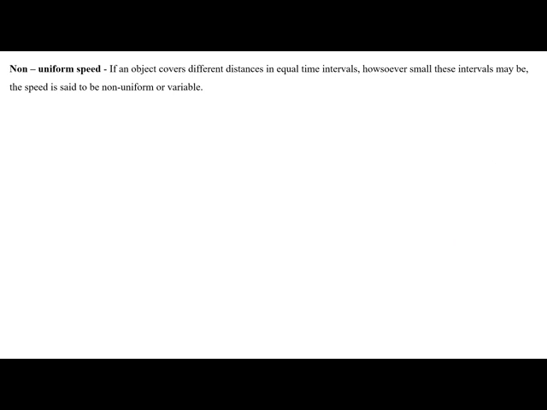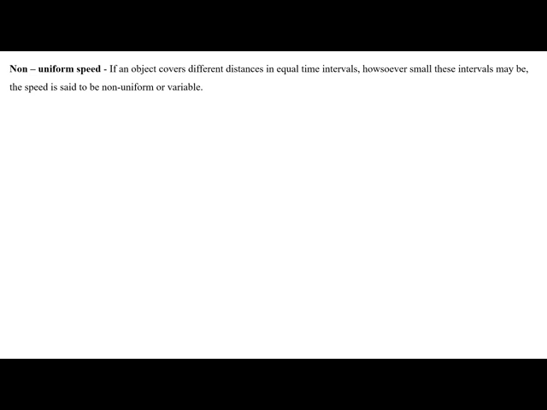Now let us see what is non-uniform speed. If an object covers different distances in equal intervals of time, howsoever small these intervals may be, the speed is said to be non-uniform or variable, you can say. So for example, let's say an object travels 2 meters in the time interval t1. And when we take the time interval t2 it traveled 4 meters. Again we take time interval t3, it traveled 5 meters only.